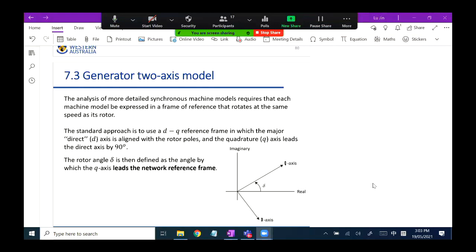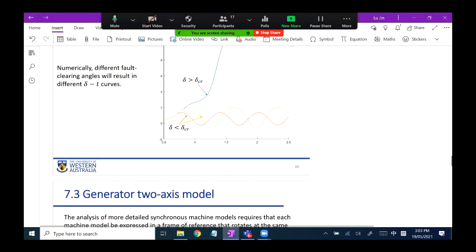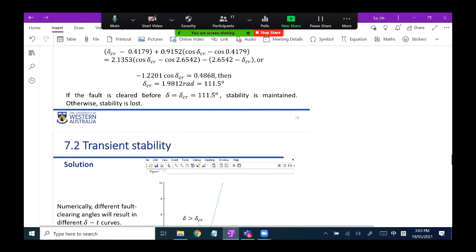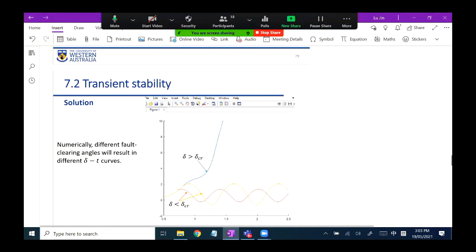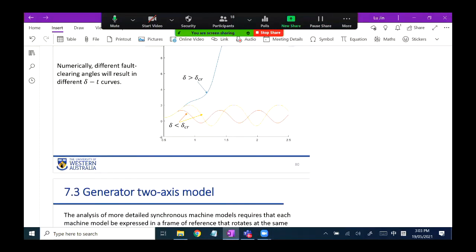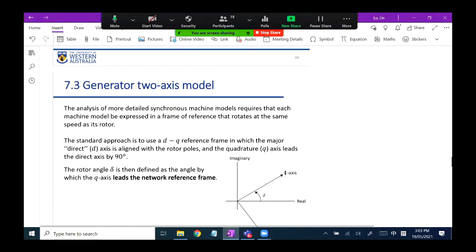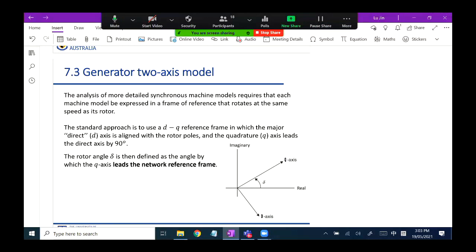I think last week Tyrone has already finished section 7.2, which is about the transient stability analysis. He told me he has already done this part. For me, we have only two small sections left, section 7.3 and 7.4. Before we start, I can tell you that these two sections are not important for you.